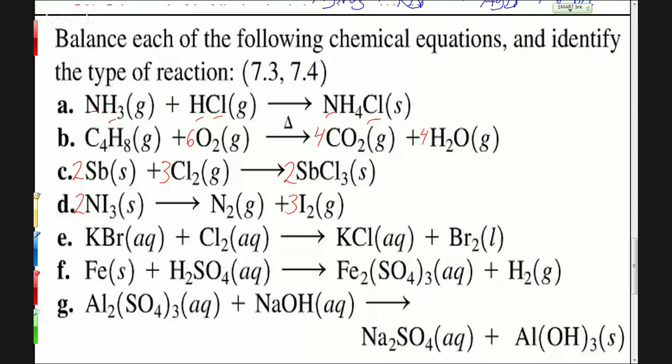This one, next one. So I look and see K and K, that's 1 and 1. Cl, 2 to 1. So I need 2 of those. That throws off the potassium, so I can correct that by putting a 2 over here. And I think that works now.